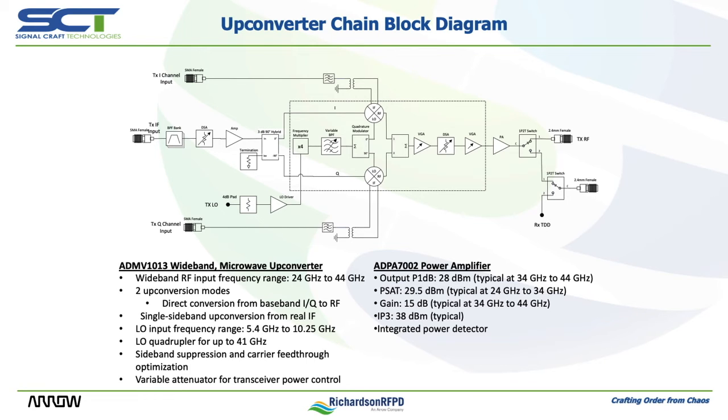The up converter incorporates the ADMV1013. The onboard multiplier reduces the frequency requirements for the local oscillator. The quad mixer provides sideband suppression and reduces carrier feed-through. Multiple configuration registers are available for users that want to tune and optimize overall performance.